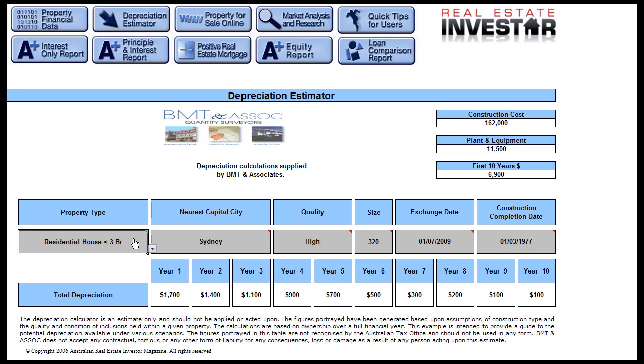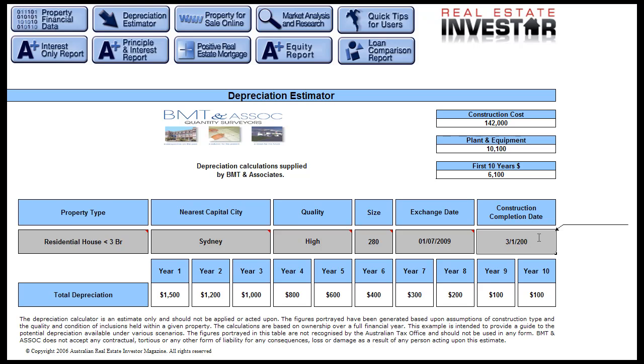Now with the depreciation calculator, the beauty of this is it allows you to estimate the depreciation. So this isn't a depreciation reporting tool, but it's a depreciation estimation tool, probably one of the most advanced depreciation estimation tools for investors in Australia, because if you look at this, you can select by dwelling type, including commercial and residential. In this case we'll select residential houses of less than 3 bedrooms. Nearest capital city, in this case, is Sydney. The quality of the construction is high, so we're going to choose high. The floor area of these two dwellings is 280 square meters. The exchange date of the contract, early 2009, and the construction date of these properties, let's see, that was 2006.